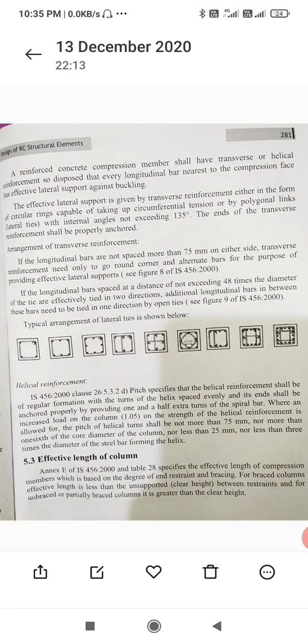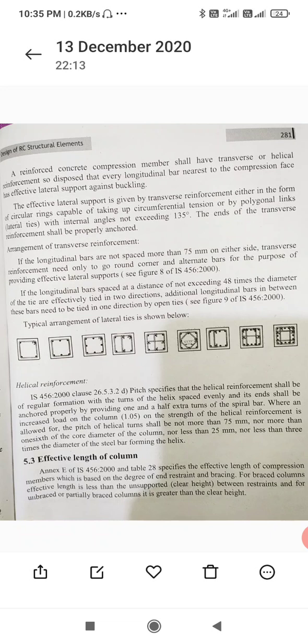A reinforced concrete compression member shall have a transverse or helical reinforcement so disposed that every longitudinal bar nearest to the compression face has effective lateral support against buckling. The effective lateral support is given by the transverse reinforcement, either in the form of circular rings capable of taking up circumferential tension, or by polygonal links (lateral ties) with internal angles not exceeding 135 degrees. The ends of the transverse reinforcement shall be properly anchored.